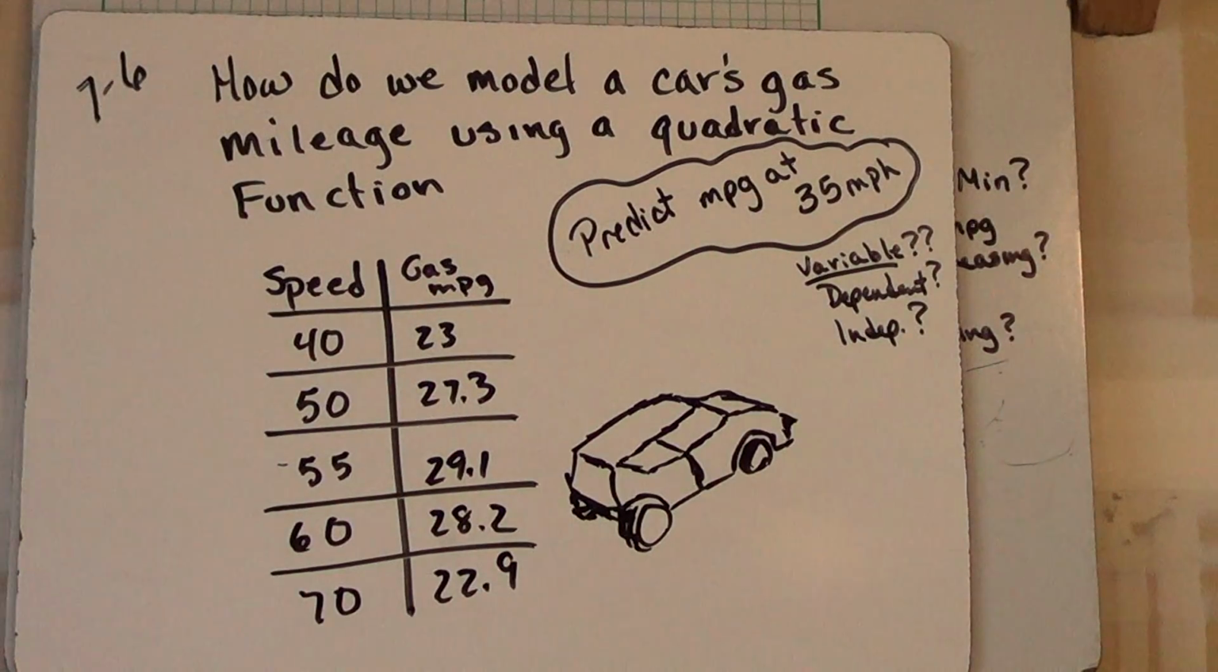Welcome, this is 7.6. This is the last section on the quadratics. How do we model a car's gasoline mileage using a quadratic?